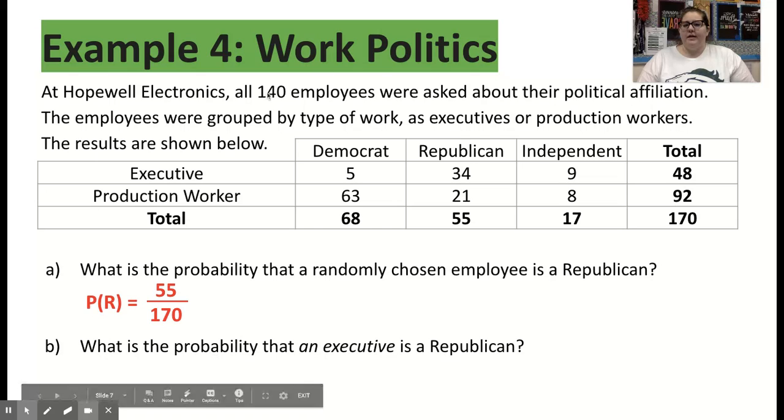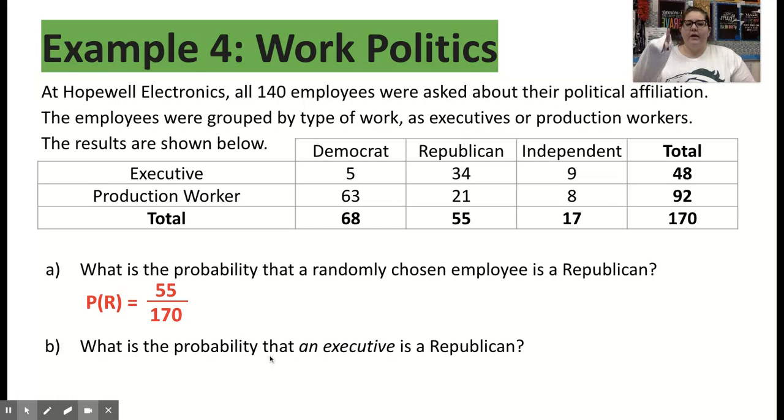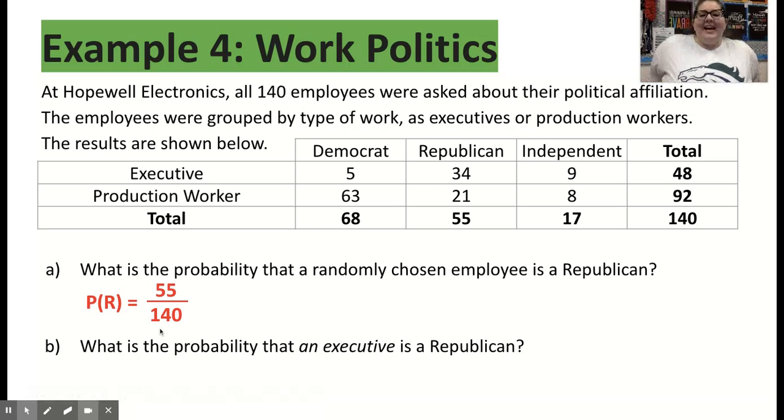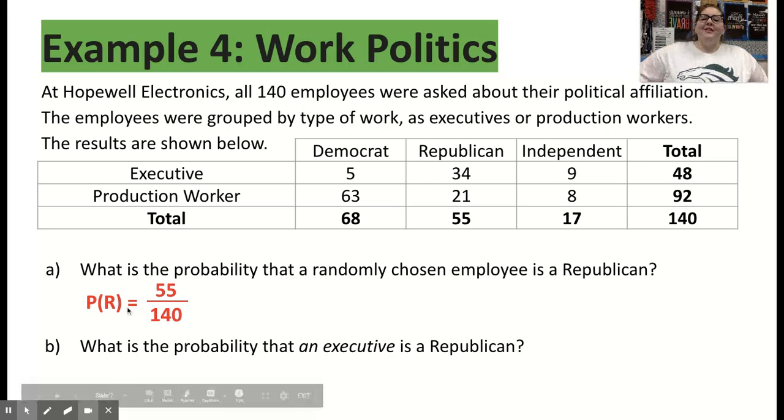Although I just realized that up here says 140 and that says 170. Hold on, we're gonna do some math checking. Okay, I fixed it, it's 140. So I just had to double check and change that. Sorry about that. So 55 out of 140.